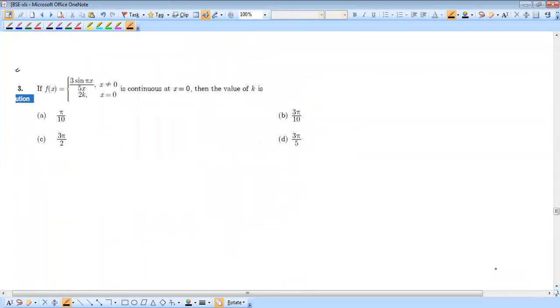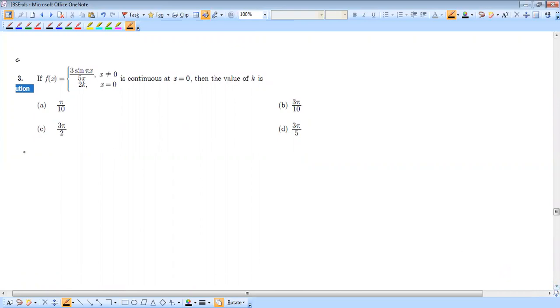Now, this is a question from continuity and differentiability. Here, if f of x is equal to 3 sin pi x by 5x, where x is not equal to 0, and 2k at x equal to 0, and it is continuous at x equal to 0. See, it is continuous at x equal to 0. Here, when x is not equal to 0 and when x is 0, we have to equate the limit of the function, then we can get the value of k.